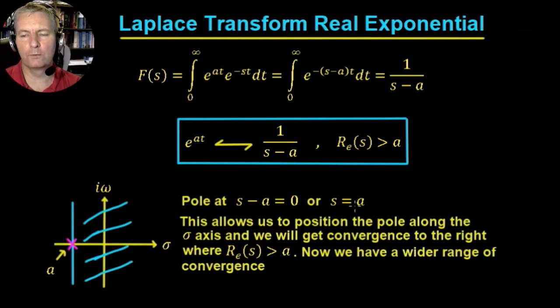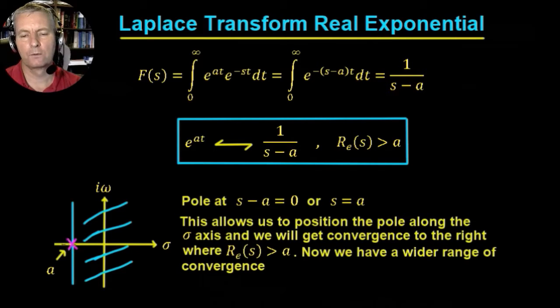So it means now that we've got a method of choosing whereabouts along this sigma axis the pole is going to exist. So in this instance, the pole is going to exist whenever sigma equals a. So let's say, for example, we have a sigma and a j omega axis. Now we can position that pole anywhere along this axis. So for example, if a was a negative value, it would be along at this side of the axis.